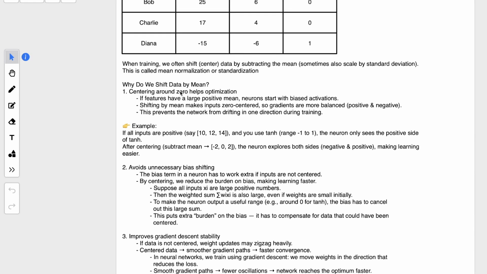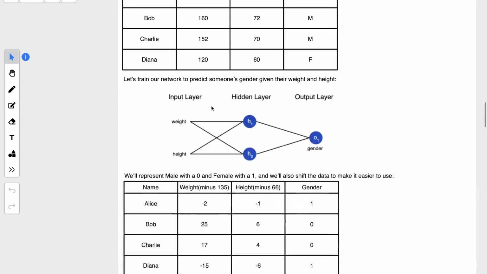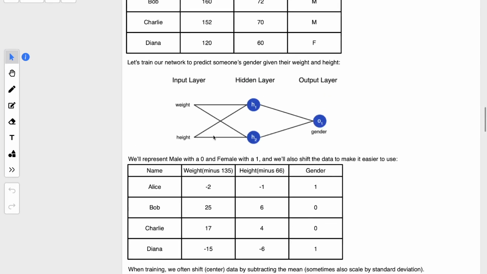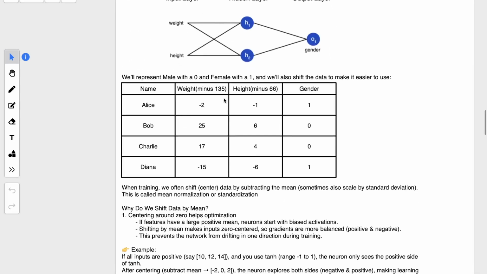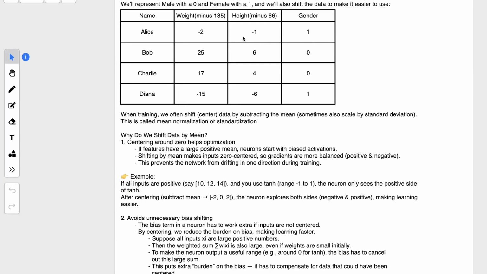Now why is it needed? Because centering around 0 helps optimization. Here the data is not centered around 0: all the weights are positive and greater than 0 by a lot. But here the inputs are centered around 0. The maximum weight we have here is 25 and the minimum is minus 15. Although the data has changed, it has shifted by a fixed amount, a fixed bias, so it doesn't matter, and it is now centered around 0. That helps in optimization of the neural network and calculating the loss and everything.